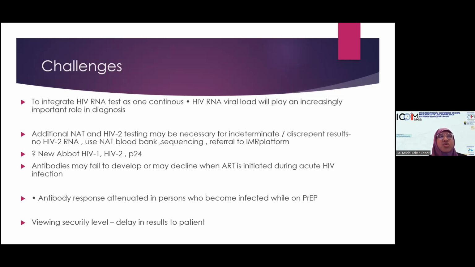So we are still having the A1, A2, A3 pathway. When we have indeterminate or discrepant results, we have difficulty because there is no real HIV2 testing. So we have used before the blood bank NAT test that we do, because it also does HIV2. We can sequence. We also can refer to IRMA, where they have a platform.